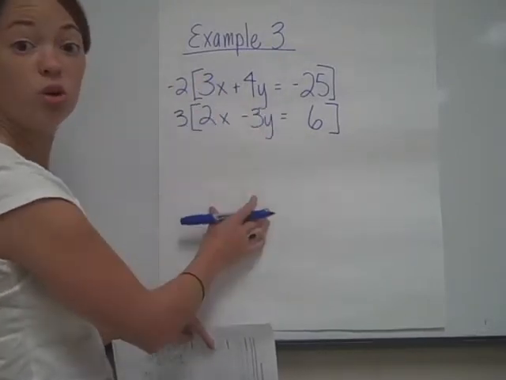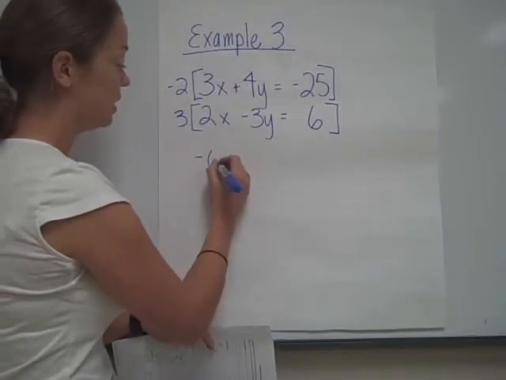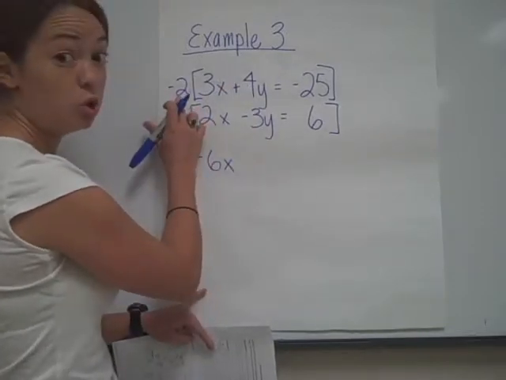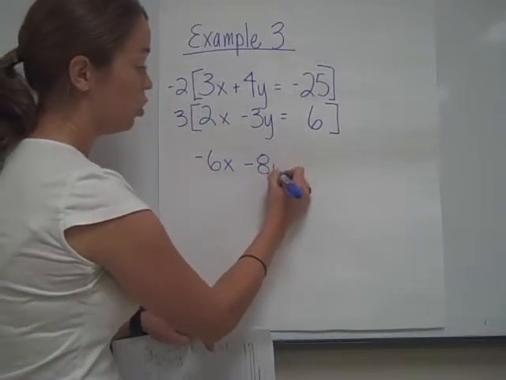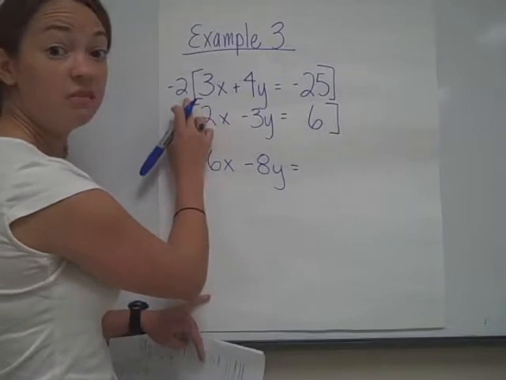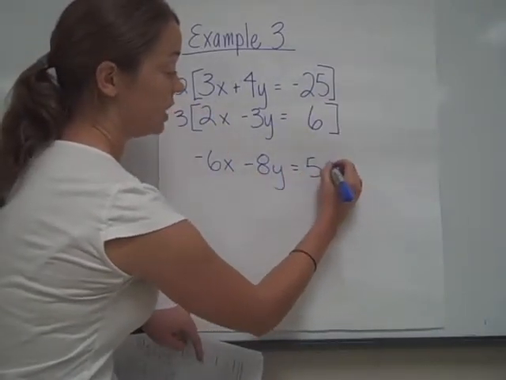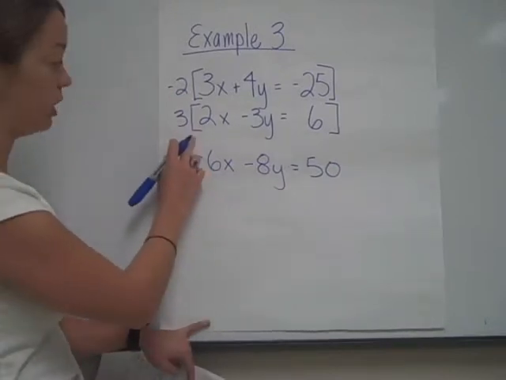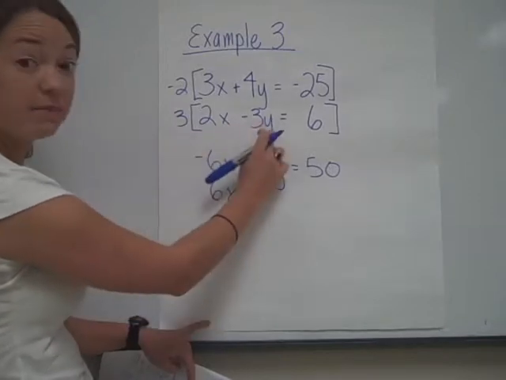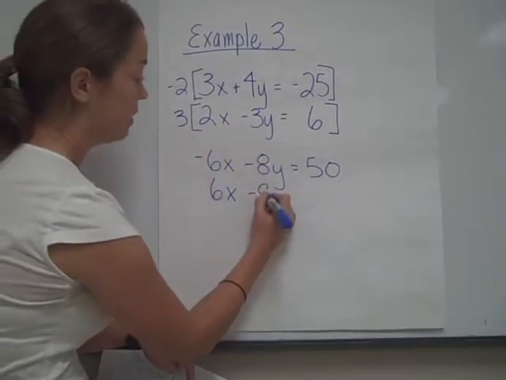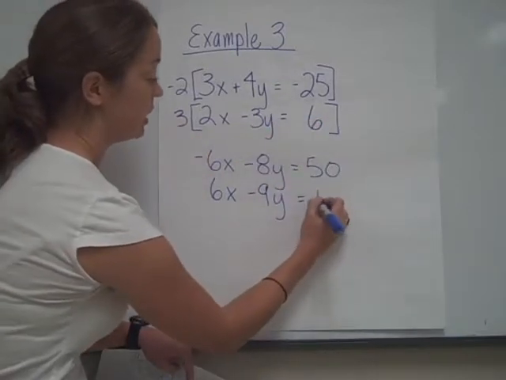I'm going to write my new equation down here. So -2 times 3 gives me -6x. -2 times 4 gives me -8y. And -2 times -25 gives me +50. Multiplying my bottom equation, 3 times 2 gives me 6x. 3 times -3 gives me -9y. And 3 times 6 gives me 18.